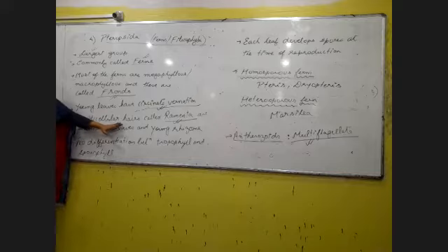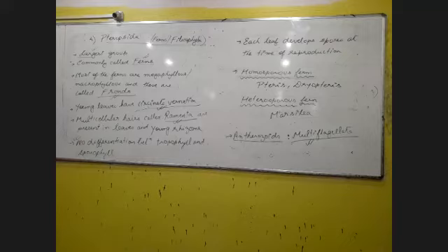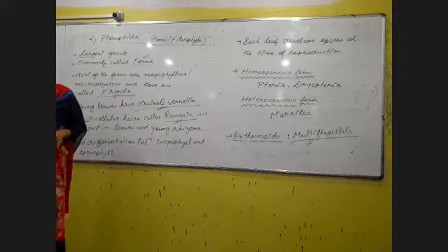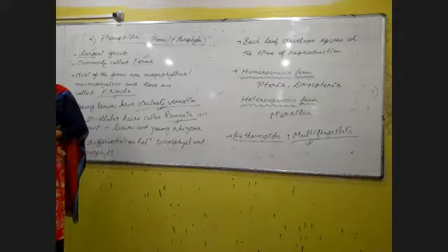Next is the presence of ramenta. What is ramenta? Certain hair-like structures present at the base of a young stem or at the base of a leaf are called ramenta. Next is this point: no differentiation between a tropophyll and a sporophyll. What is a tropophyll? What is a sporophyll? A vegetative leaf and a reproductive leaf. We have seen certain cases where there is a marked difference between a tropophyll and a sporophyll.